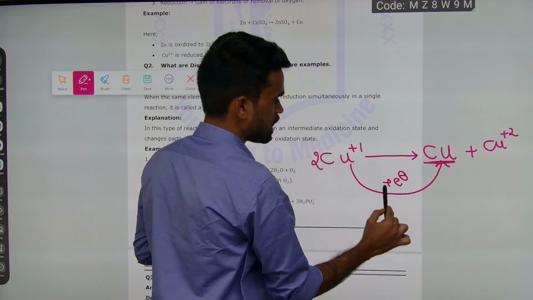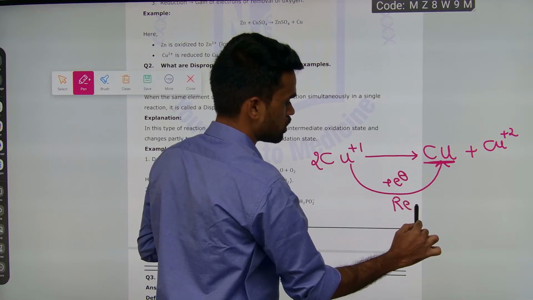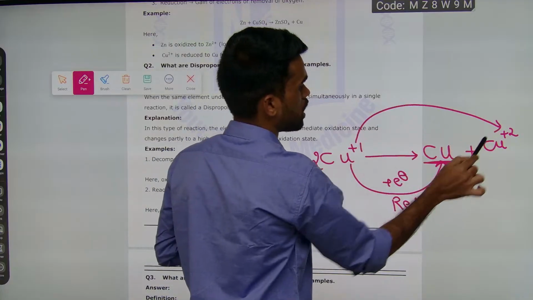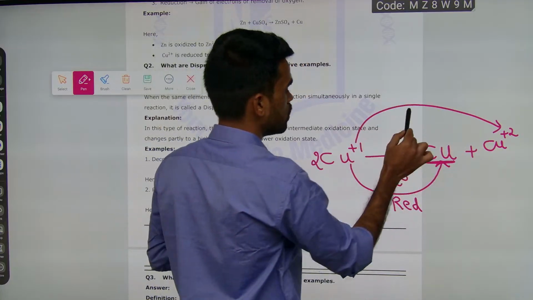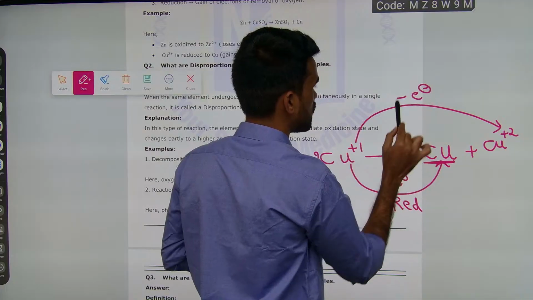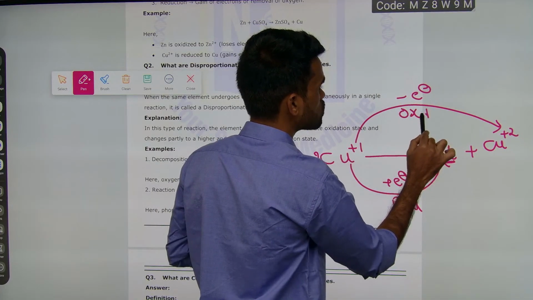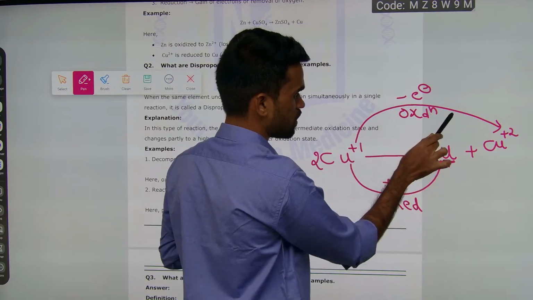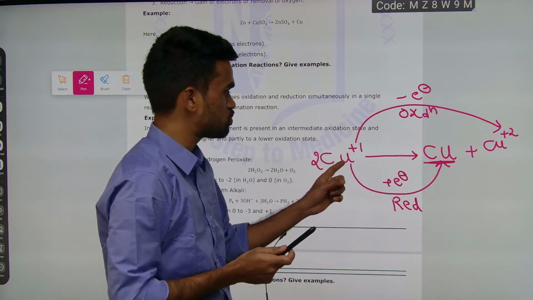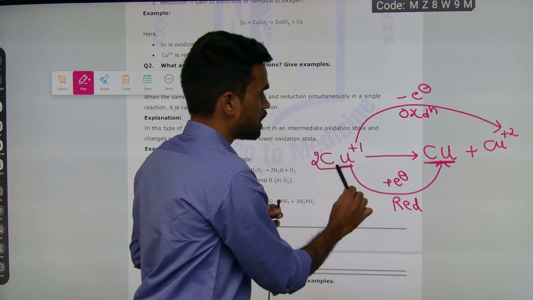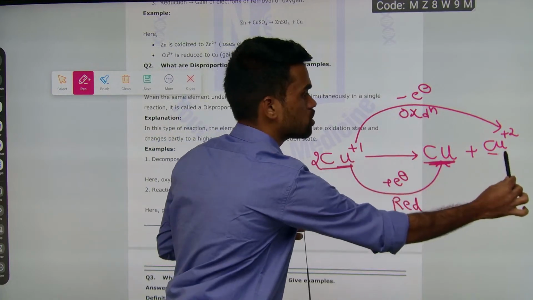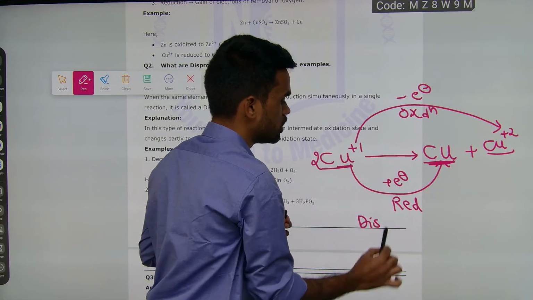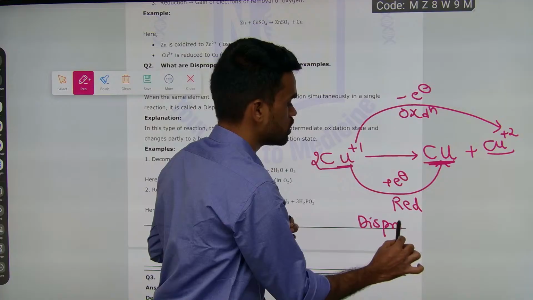So this process, gain of electron, is called reduction. And from +1 to +2, what is happening here? Losing 1 electron, so you can say it is oxidation. Gain of electron, loss of electron, both are happening for the same species. So the same element is undergoing reduction and oxidation. So you can say this is a disproportionation reaction.